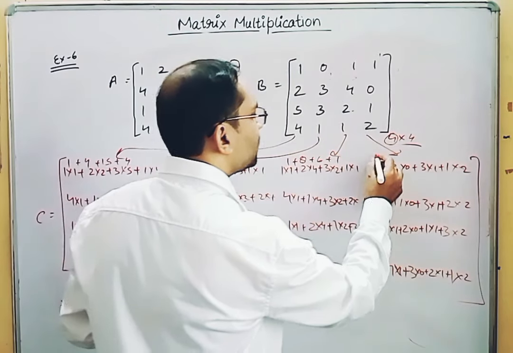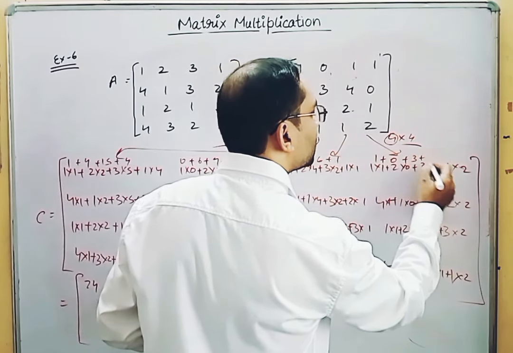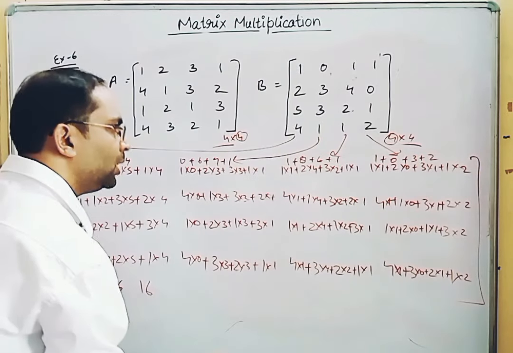Next is 1 into 1 is 1, plus 2 into 0 is 0, plus 3 into 1 is 3, plus 1 into 2 is 2. So this is 1 plus 0 plus 3 plus 2, that is 6.